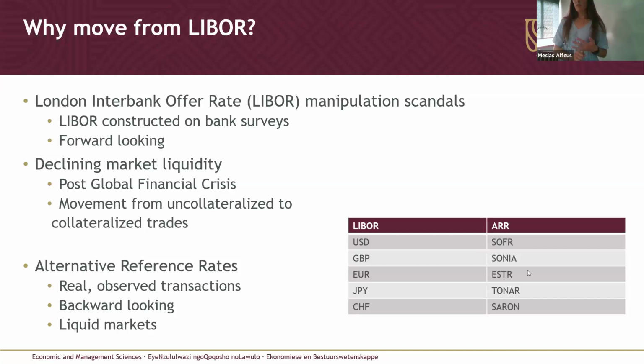For the US market, we have the secured overnight financing rate. In the UK, we have the sterling overnight index average. In Europe, we have the euro short-term rate. In Japan, the Tokyo overnight average rate. And in Switzerland, we have the Swiss average rate overnight. So these are the main players in the benchmark interest rate world, and these are the rates that Brugler et al. focus on in their paper.